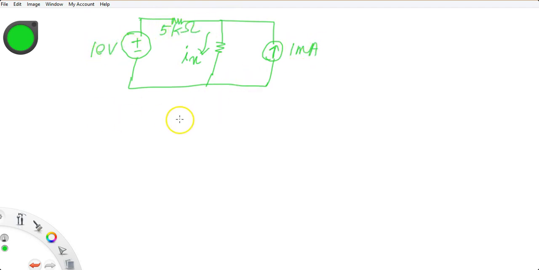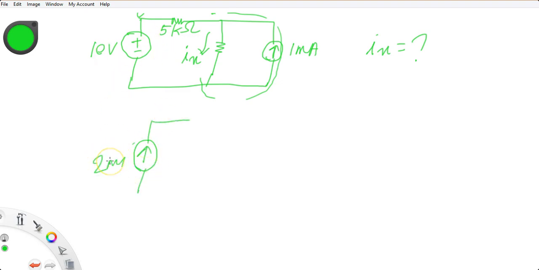In this example, we need to calculate the value of Ix. We need to calculate Ix, so we must not disturb this source. Only this source can be transformed into a current source. The current source will be 10 upon 5 kilo, that is 2 milliampere, with a shunt resistance of 5 kilo.